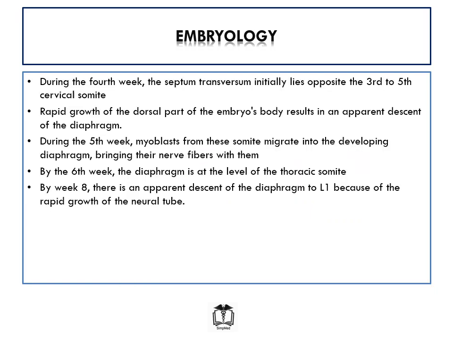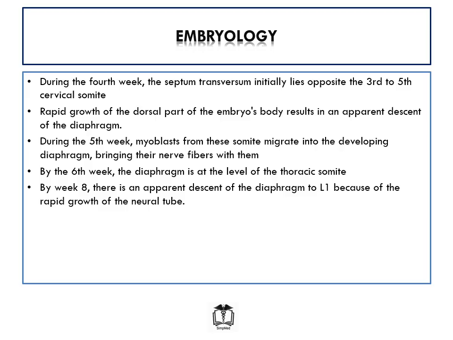So during the fourth week, the septum transversum initially lies opposite to the third and fifth cervical somites. Then with time, rapid growth of the dorsal part of the embryo's body results in an apparent descent of the diaphragm. So during the fifth week, the myoblasts from these somites tend to migrate into the developing diaphragm, bringing their nerve fibers to it. And this is the reason why we have the phrenic nerve eventually supplying the diaphragm. Phrenic nerve comes all the way up from the third to fifth cervical somite.